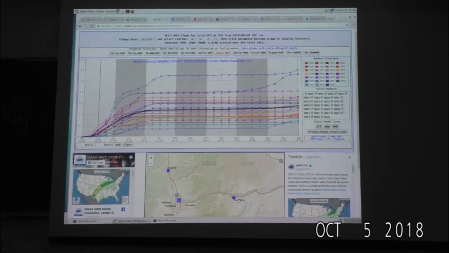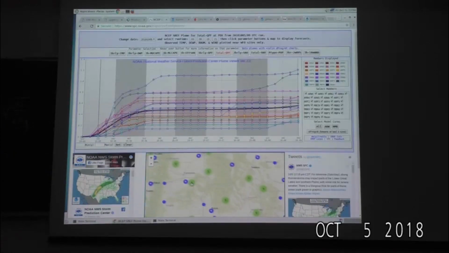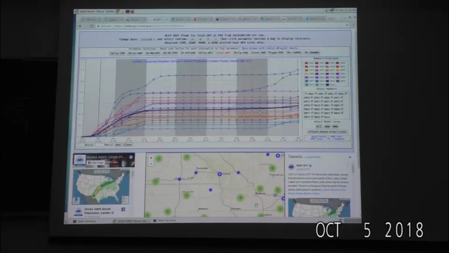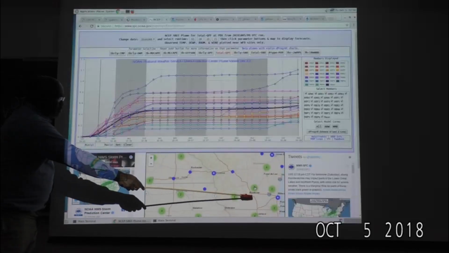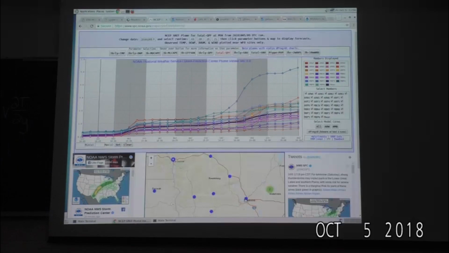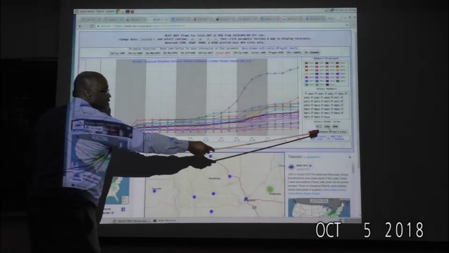Let's pick a different location just to mix it up. Maybe go back closer to home. Let's go back to Wisconsin. There. Okay, and then we can just look at the difference between different models.